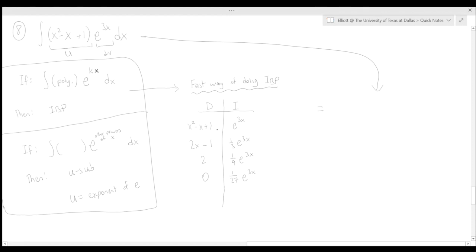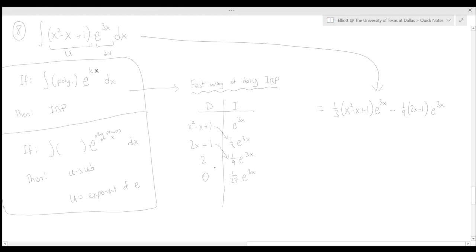So what we're going to do is multiply diagonally, multiplying this with that. So I'll write it as 1/3 x squared minus x plus 1 e to the 3x. And so next, we're going to do the same thing. We're going to multiply these two together, but I'm going to subtract that product. So I'll write it as 1/9 2x minus 1 e to the 3x.